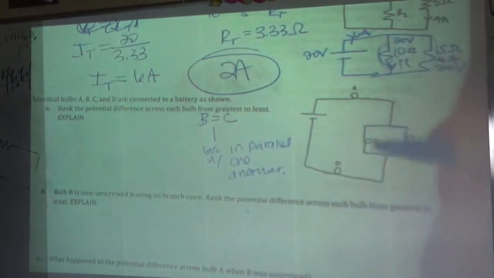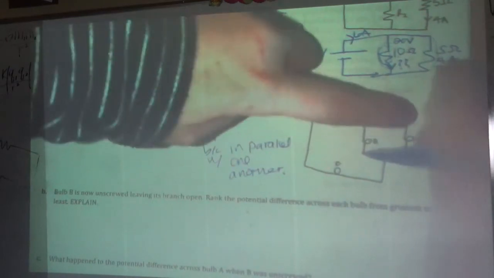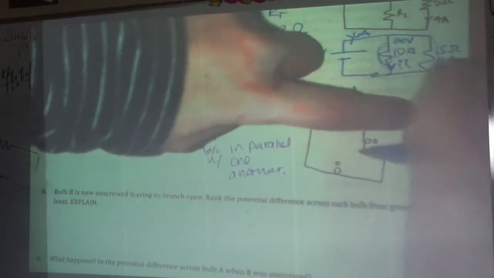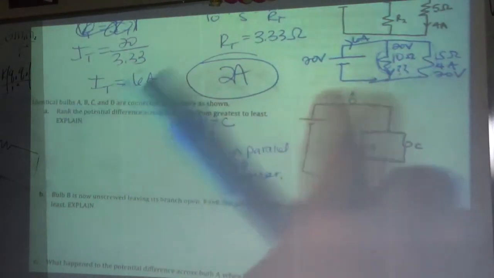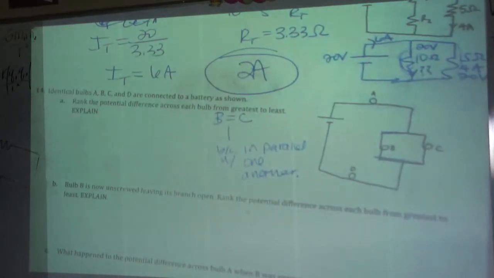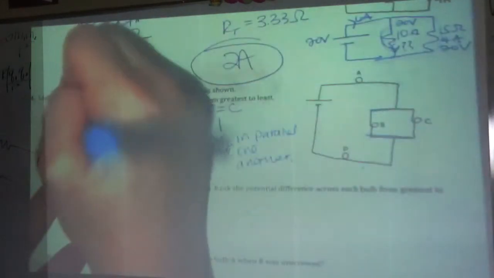So that means that the potential difference from this point to this point is equal to the potential difference from this point to this point, because they're just connected by a wire. But it is not the voltage of the battery because it's dropping some on its way to those two points. Alright, and then A and D should be equal.